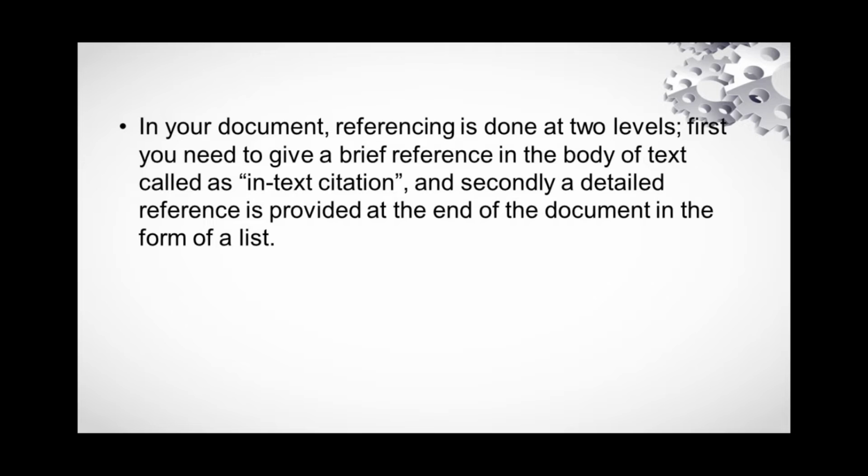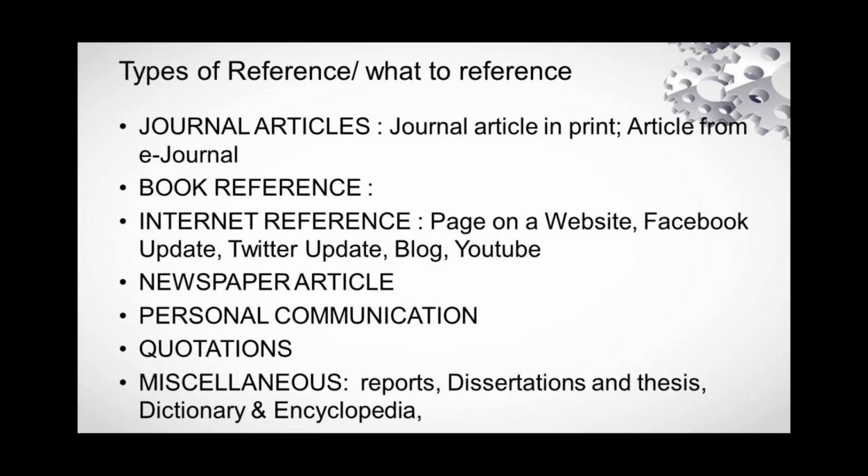So in your documents, referencing is done at two levels. First, you need to give a brief reference in the body of text, also called an in-text citation. And secondly, a detailed reference is provided at the end of the document in the form of a list, that is, a reference list or a bibliography. We'll see some examples.